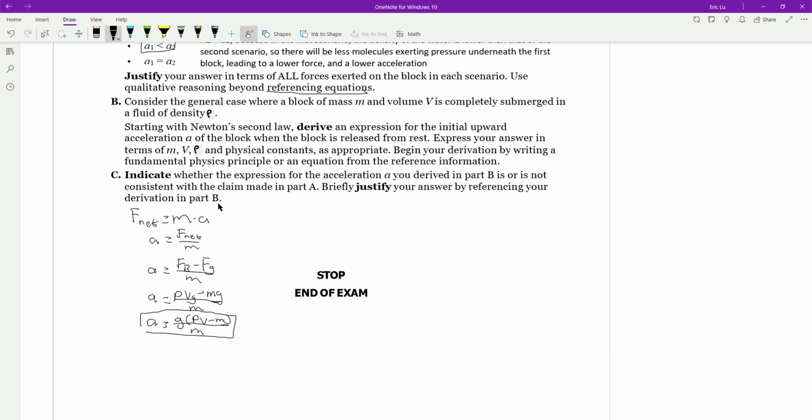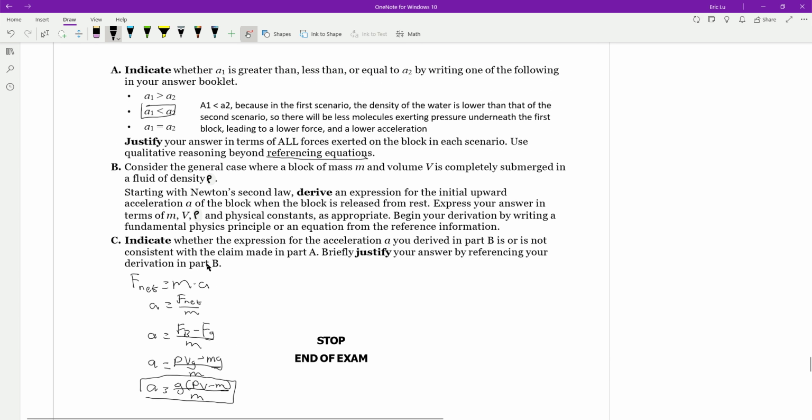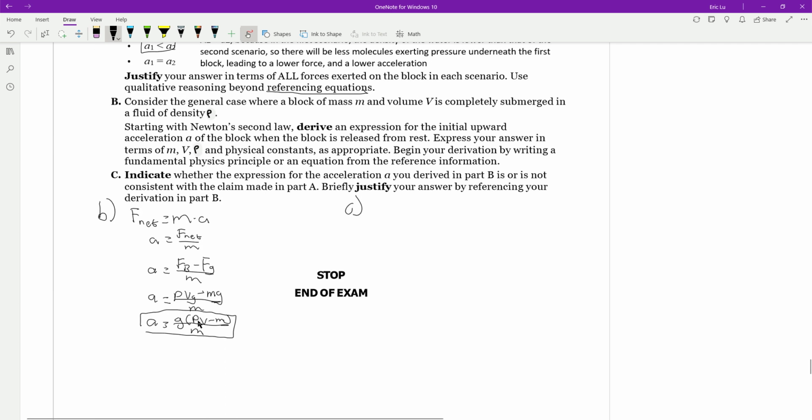And that would be your net acceleration initially. Okay, indicate whether the expression for the acceleration a you derived in part B is or is not consistent with the claim made in part A, and justify your answer referencing your equation. Okay, this one is simple because we know that if ρ, the density, increases, then the acceleration increases, because the acceleration is proportional to ρV minus m, and if ρ increases, then ρV minus m increases. So we would just write exactly what I said.